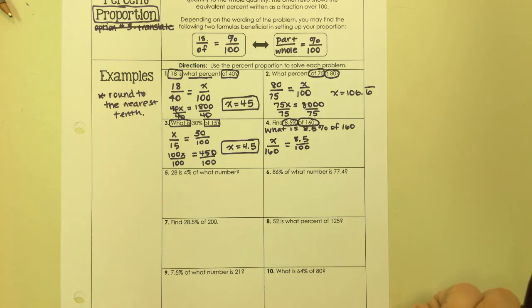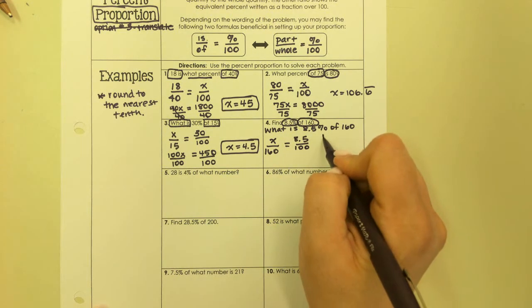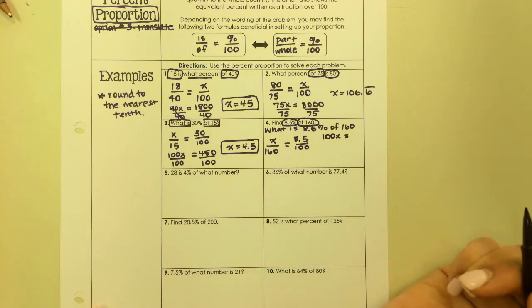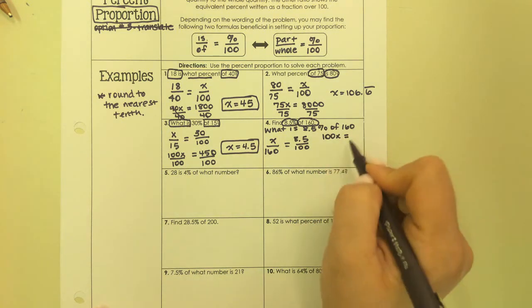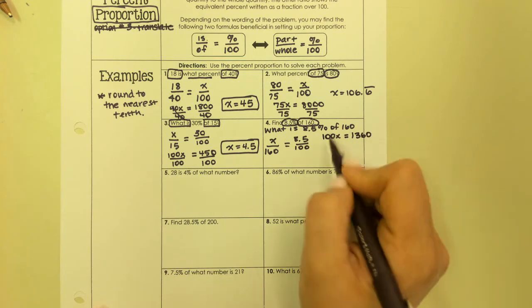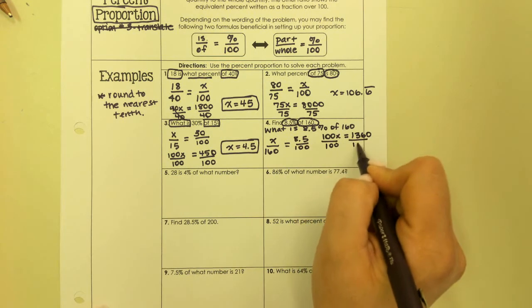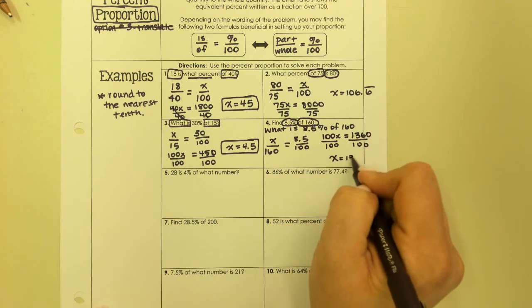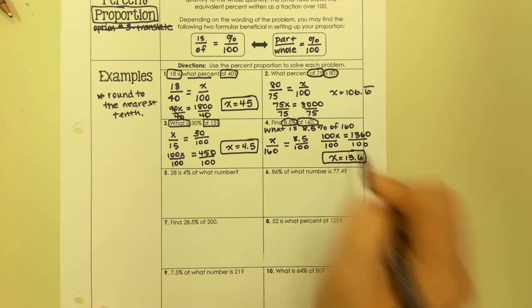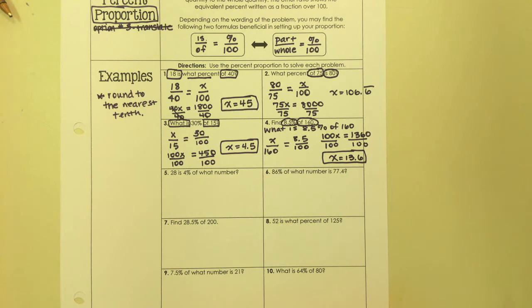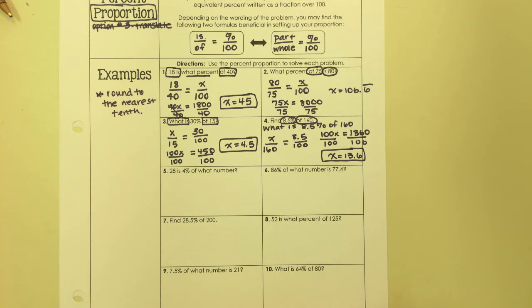So if I cross multiply, x times 100 is 100x. 160 times 8.5 is 1360. And if I divide by 100 on both sides, I get x equals 13.6. Also, feel free to pause this video to do the problem on your own. You could always do that. Or you could just do the notes on your own if you feel really strong in percents, and then you can go ahead and compare what you have to what I have, and then watch the video if you need.